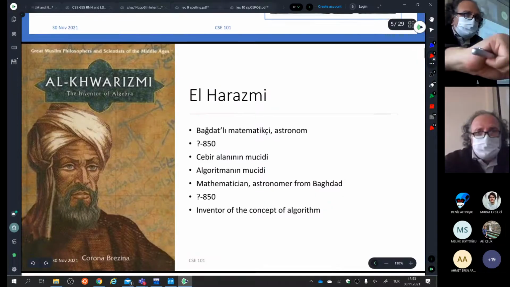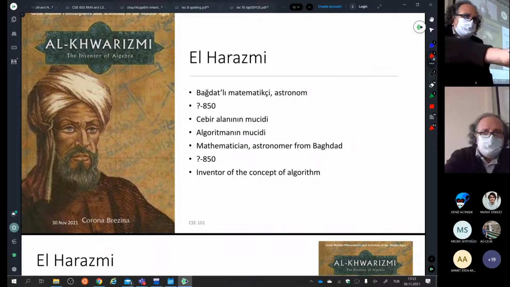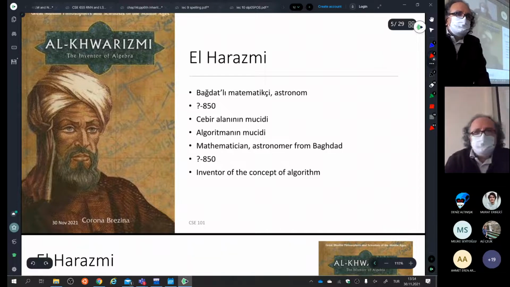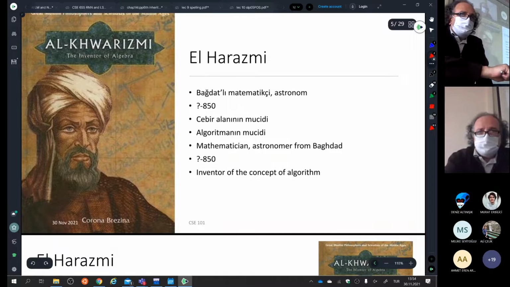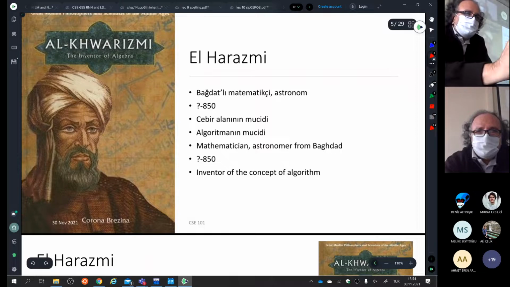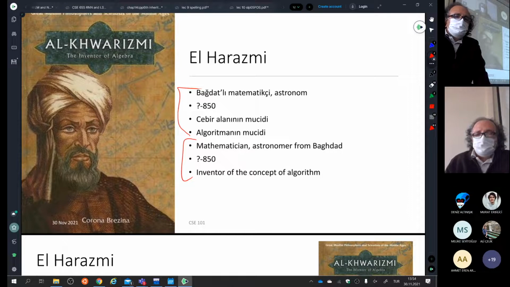An algorithm was invented by this guy, Khwarizmi. He died in 850. I thought I translated them to English, but well, you understand that. He's a mathematician from Baghdad, and he invented algebra, he invented algorithms. I translated that, but I forgot to erase this part. Okay. So what did he say?